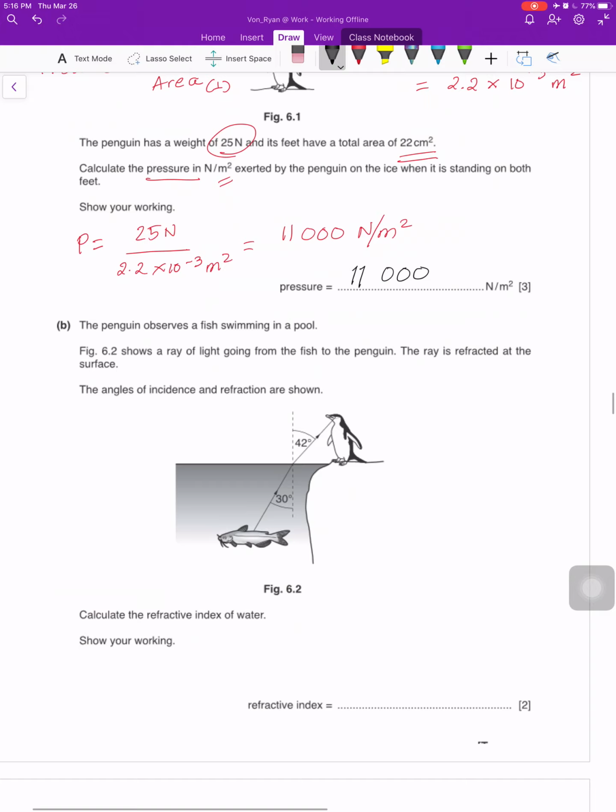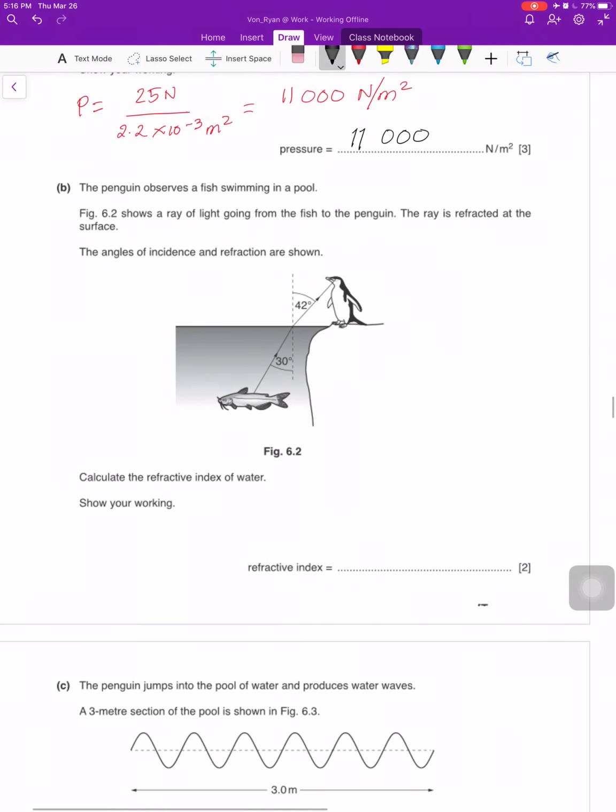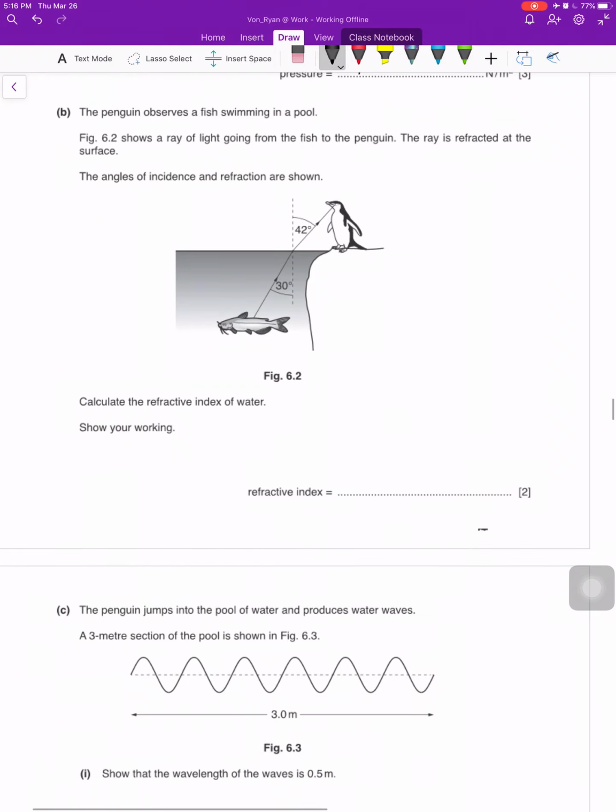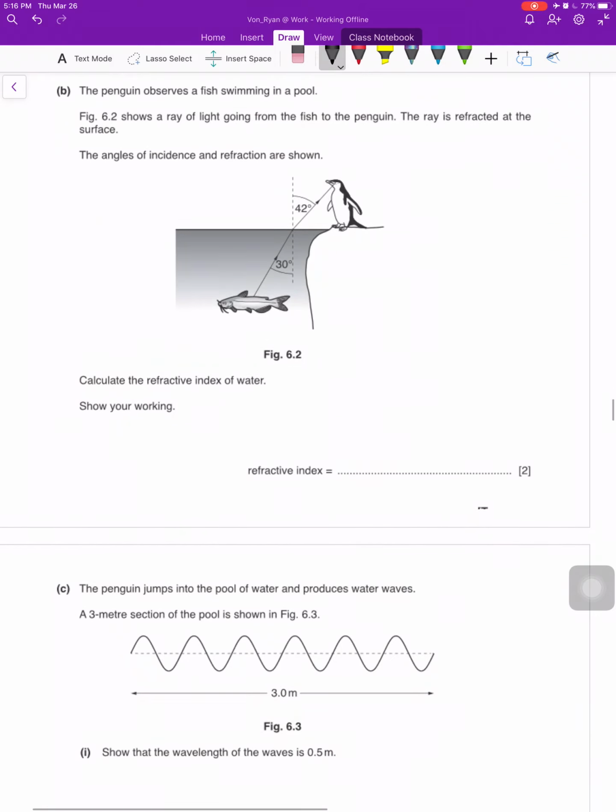Now for the next part, the penguin observes a fish swimming in a pool. It shows a ray of light going from the fish to the penguin. The ray is refracted at the surface. The angles of incidence and refraction are shown. Calculate the refractive index and make sure that you show your working.